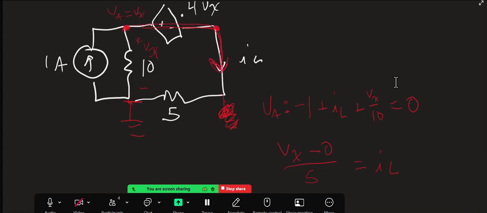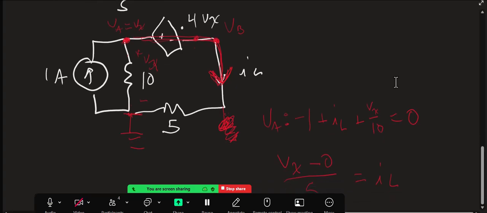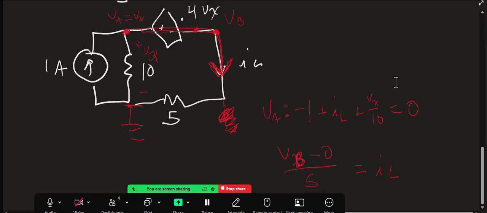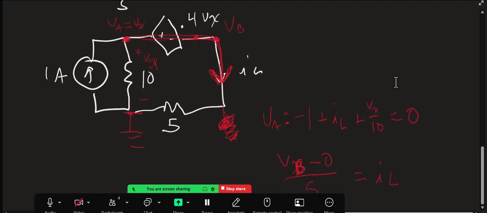This current right here. Oh, no, but I have this 0.4 volts, and so, sorry, we would need this, it's not going to be Vx. Yeah, it'd be VB right here, VB, sorry. This should have been VB. VB minus 0 over 5 equals IL.